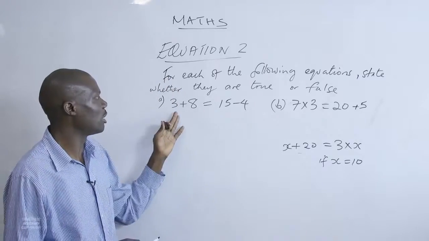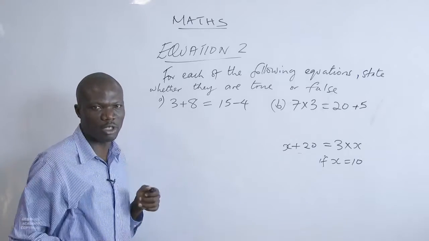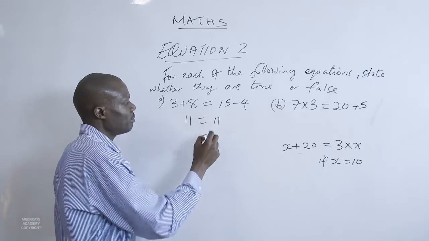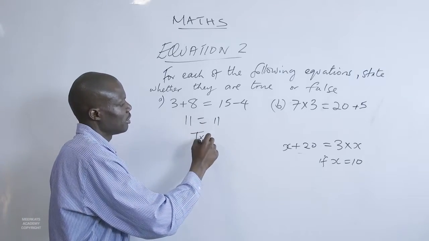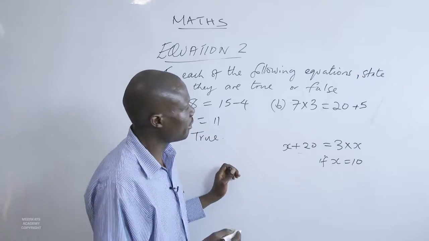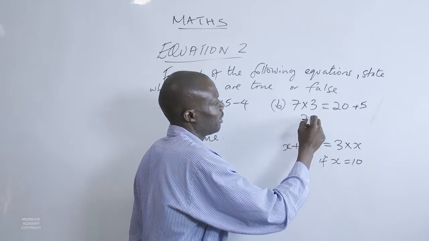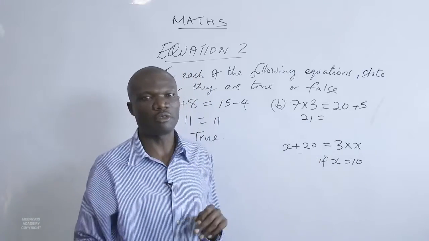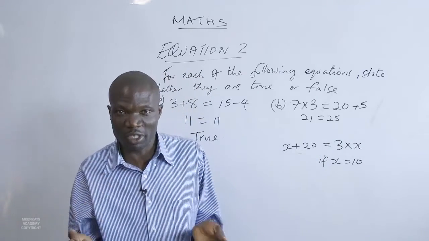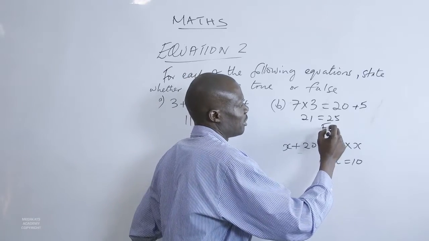Let us look at the first one. Because these are all numerals, we can just work out 3 plus 8 gives us what? 11. And 15 minus 4 will give us 11. So we can say this statement is true. For the second one here, 7 times 3 is 21. 20 plus 5 gives us 25. Is 21 equals to 25? Definitely it's not. And if it's not, this statement is what?